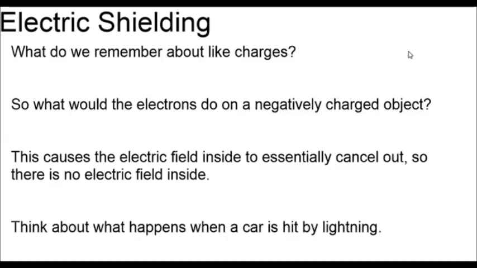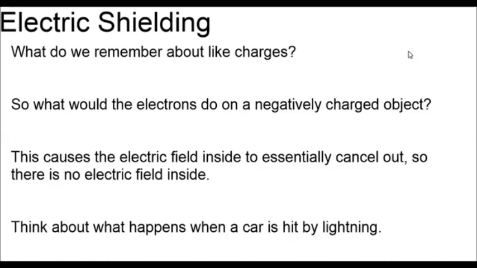With that, you probably remember that like charges repel. So when we talk about electrons on a negatively charged object, we can assume those negatively charged electrons are going to be repelling each other. Meaning, if we have a conductor that's negatively charged, those electrons are going to be spreading out across that conductor so that they are as far away from each other as possible, because they are like charges.